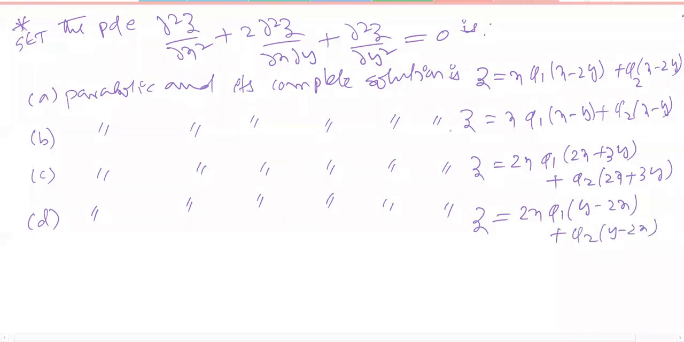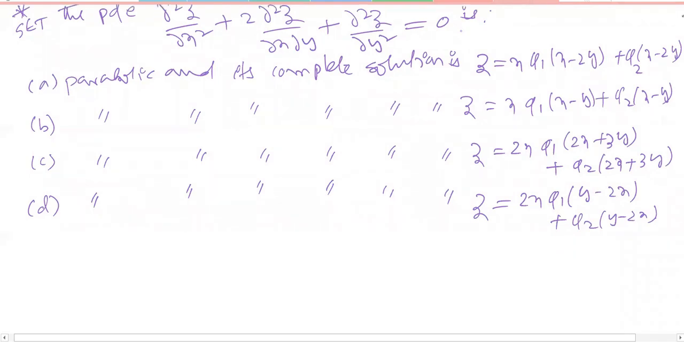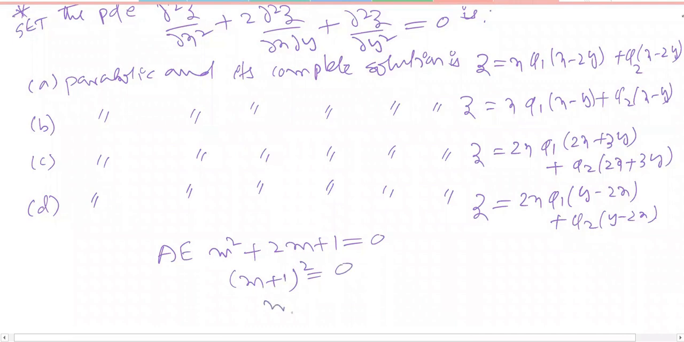These are the options. In all four options parabolic is mentioned, so there is no need to check whether it is parabolic or not. If you want, you can check, but we have to find the complete solution. Complete solution means we have to find the complementary function. So the corresponding auxiliary equation, I'm getting m square plus 2m plus 1 is equal to 0, nothing but m plus 1 whole square equal to 0, nothing but m equal to minus 1, minus 1.